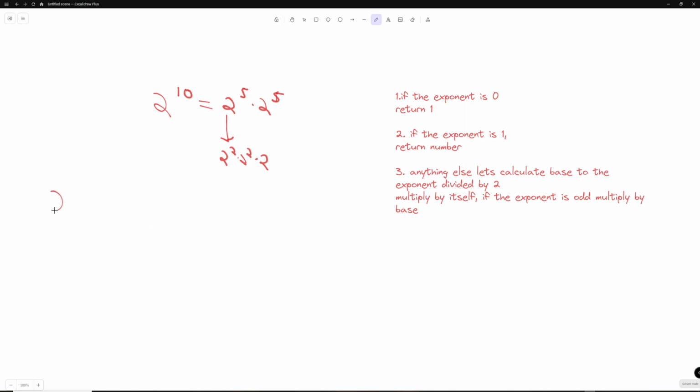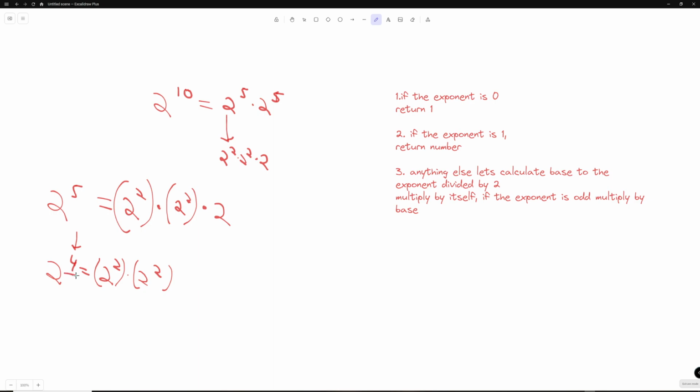So if we have 2 to the 5th here, if we divide the exponent by 2, we get 2. So then we're going to get 2 squared. We're going to calculate that value, store it, and multiply that by itself, so by 2 squared. And notice to get 2 to the 5th, we need to multiply by the base again. But if we have 2 to the 4th, where this is even, then it's just 2 squared times 2 squared. And so if the exponent is even, you just calculate 2 to the n over 2 and multiply it by itself. And if it's odd, you do 2 to the n over 2 as well, but then you need to multiply by the base to get that extra odd.